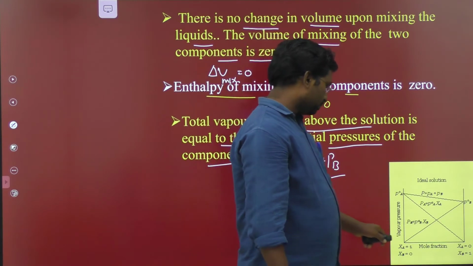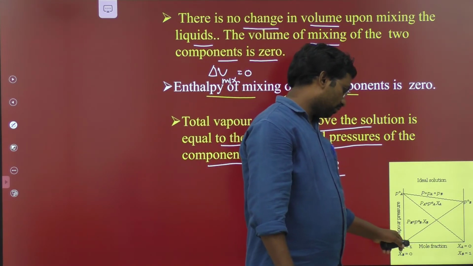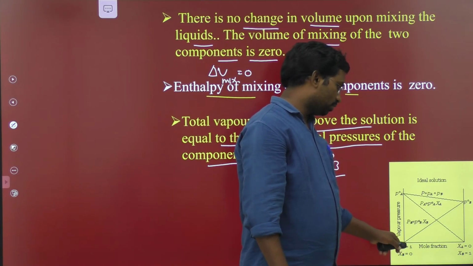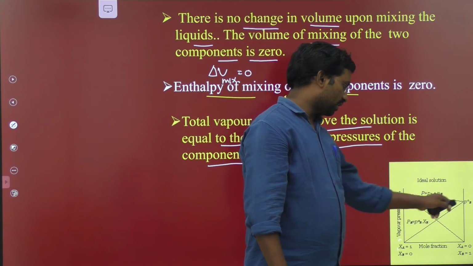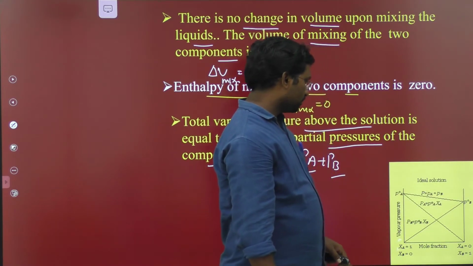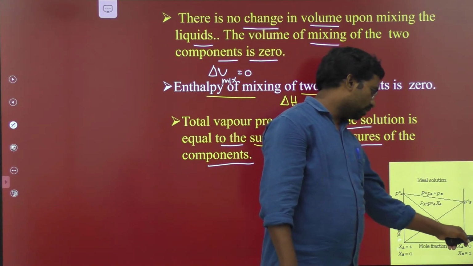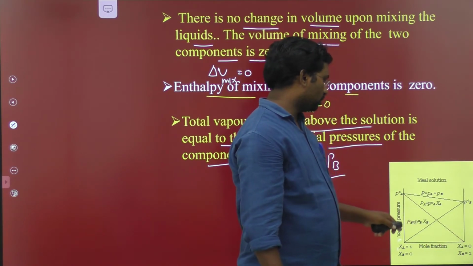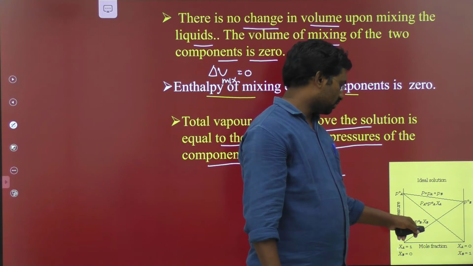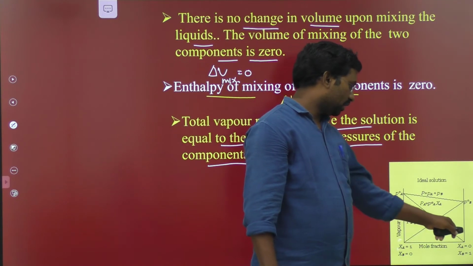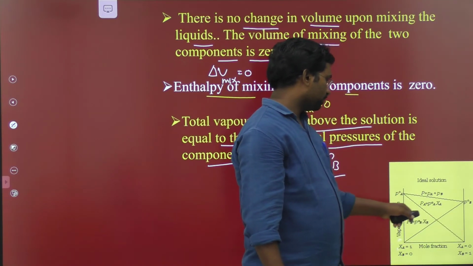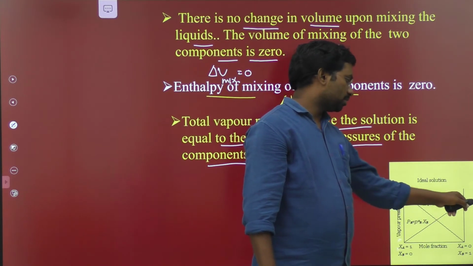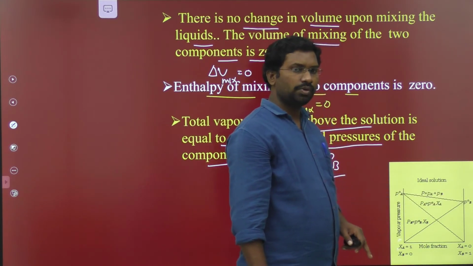For xi A equal to 1 for component A, that is the solvent, and xi B equal to 0, the graph is a straight line like this. In the case of xi A equal to 0 and xi B equal to 1, the graph will be a straight line from this point. Here this is the partial pressure for component A and this is for component B. Therefore the partial vapor pressure is PA naught and PB naught.